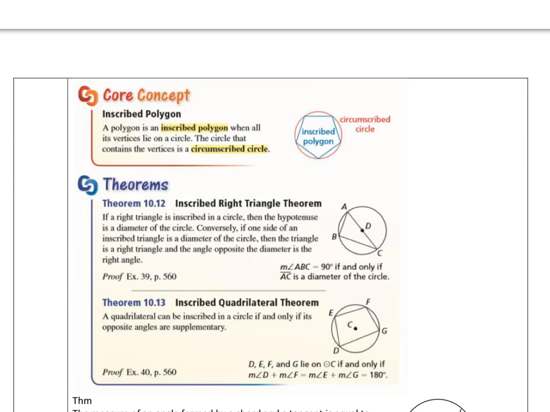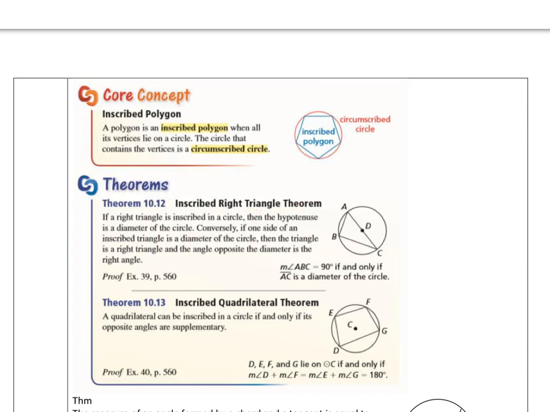In an inscribed polygon, that just means I'm going to draw the polygon inside the circle, and notice all the vertices will be on the circle. So a polygon is an inscribed polygon when all the vertices lie on the circle. We could say that this circle is circumscribed about the polygon. And then we have the inscribed right triangle theorem.